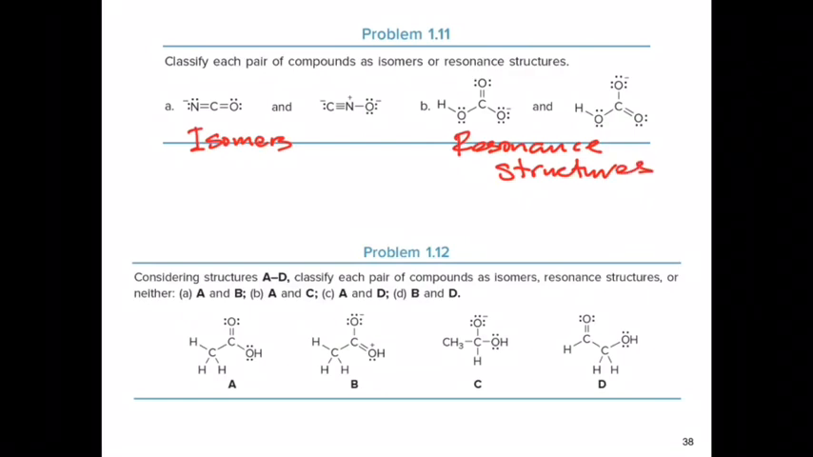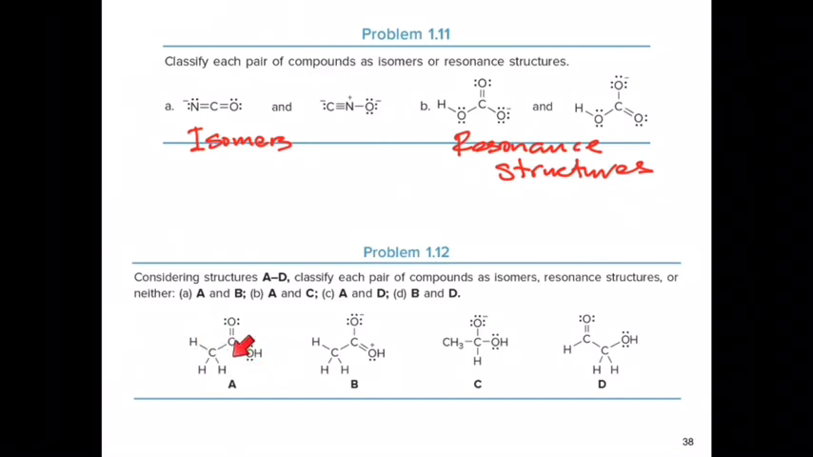Let's look at practice problem number 12. Considering structures A through D, classify each pair of compounds as isomers, resonance structures, or neither. So for A and B, what is the relationship between these two structures? So the very first thing that I would look at is the atomic arrangement. Are the atoms in the same locations?